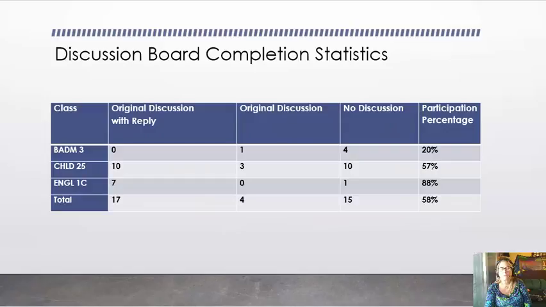The discussion board completion statistics were: 1 student completed the original discussion in Bottom 3. Unfortunately, he had no one to discuss with, and so he did not do a reply. In Child 25, we had 10 students who did an original discussion with the reply, 3 students who did only an original discussion, and 10 students who did no discussion at all, for a completion rate of 57%. In English 1C, we had 7 students who did an original discussion with reply and 1 student who did no discussion, for a participation percentage of 88%. The total participation percentage was 58%.